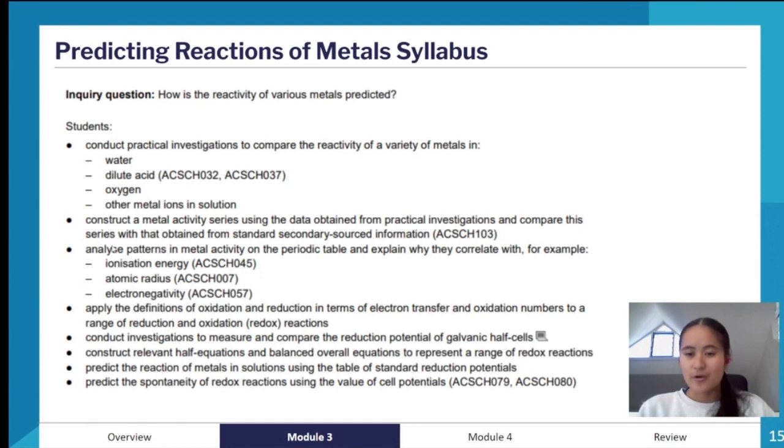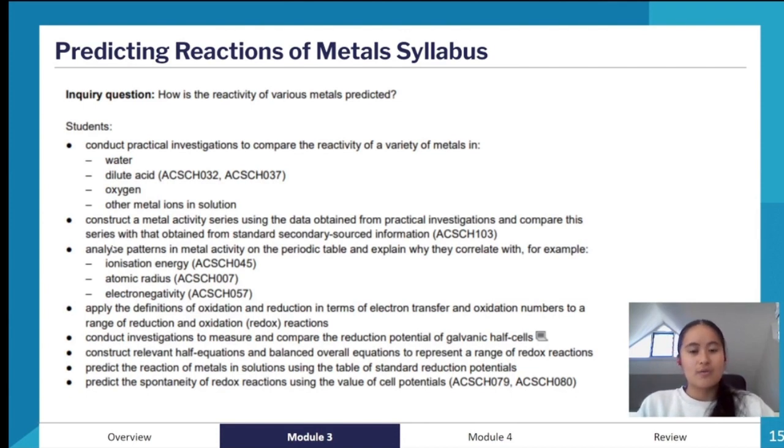Then we have the second inquiry question, which is, I think, the toughest one in Module 3. So we'll go through this one in quite a bit of detail, but this is all about predicting the reactions of metals. So we'll talk about the reactions of metals in water, dilute acid, which we've kind of already talked about, and oxygen and other metal ions in solution. We'll talk about some patterns in metal activity on the periodic table, which correlate with ionization energy, atomic radius, and electronegativity, which are all concepts that you should have covered in one of the earlier modules.